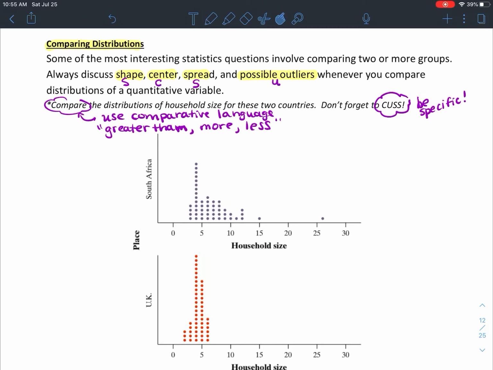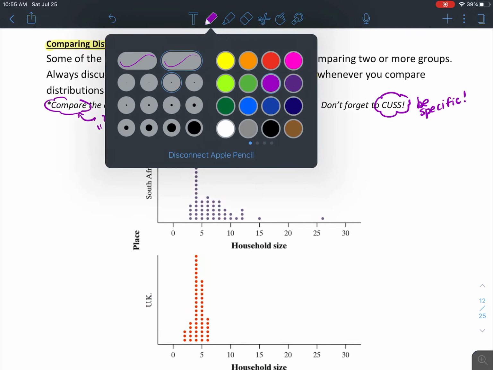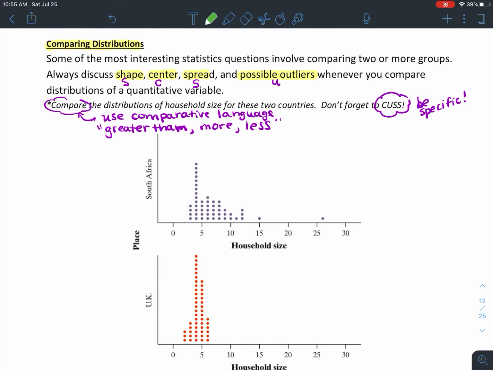So here's what we're looking at in this example. It says that this is the distribution of household size for two countries. Here we're talking about South Africa, the number of people living in a house, versus the UK, the number of people living in a house. I'm just going to go ahead and draw a curve over top of this, and there's this point way out there, and then I'm going to draw a curve over top of this.